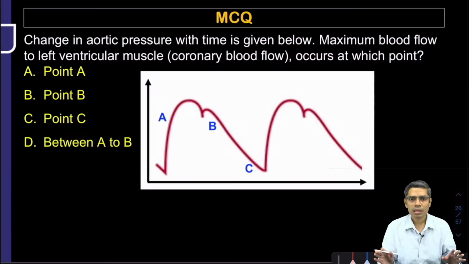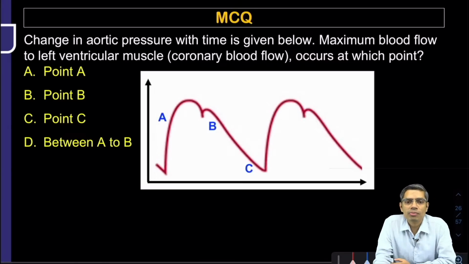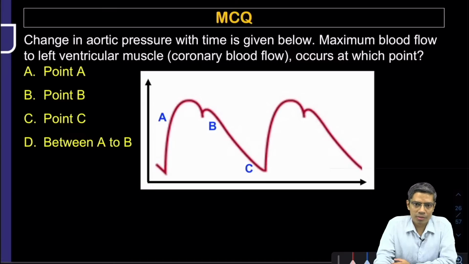Okay. You know that blood flow to the left ventricular muscle occurs during systole of the heart or diastole of the heart. We all know that, and you have to identify it from here. So, coronary blood flow occurs during which phase of the cardiac cycle? During systole or during diastole? Okay. For the left ventricle, it is only during diastole.